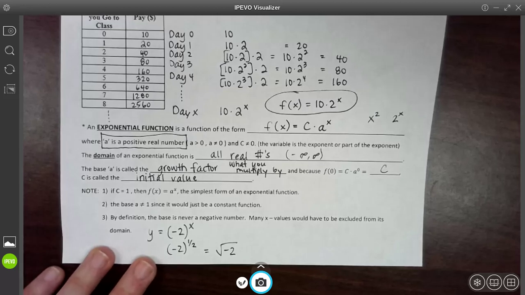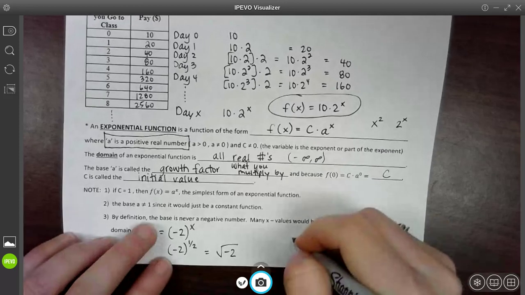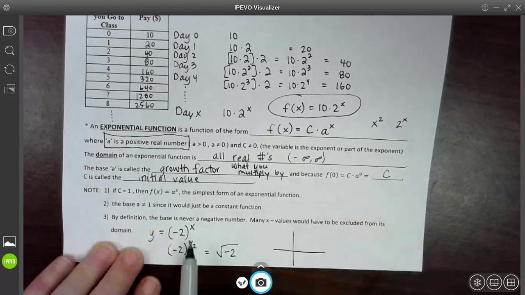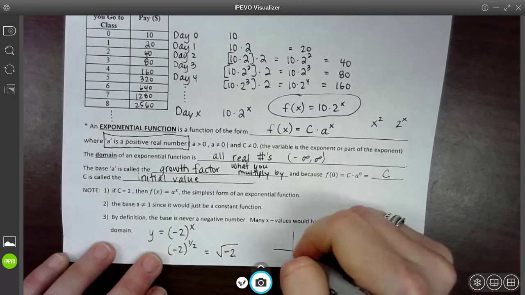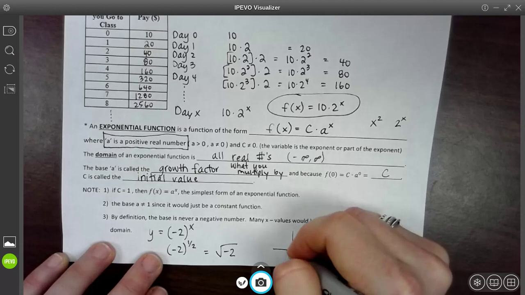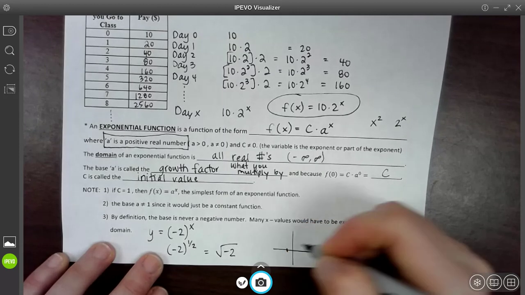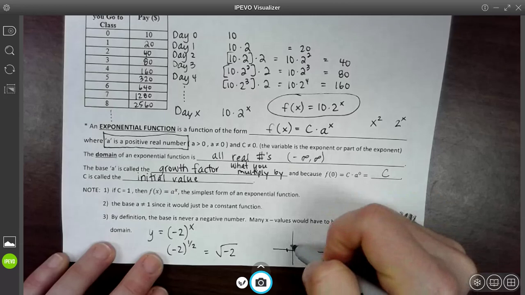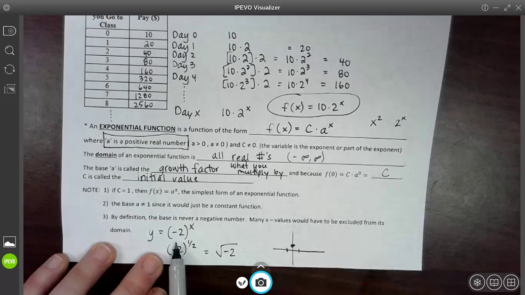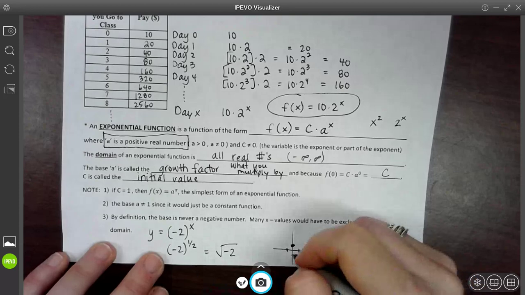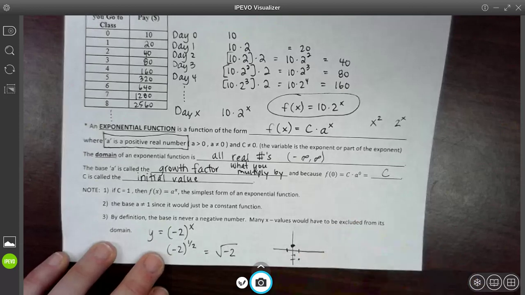So there's too many x values you would have to exclude from the domain if we allowed the base to be negative. Also, if the base was allowed to be negative, let's stick with this one. If I plugged in 0, negative 2 to the power of 0 would be what? Negative 2 goes in, 0 goes in, and a 1 comes out. If I plug a 1 in, negative 2 to the first power is negative 2. So 1 goes in, negative 2 comes out.